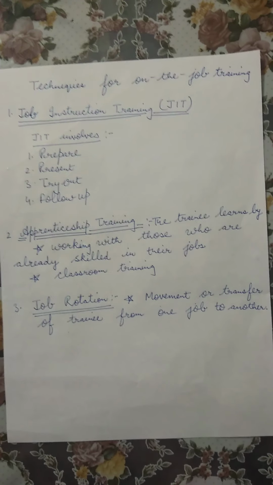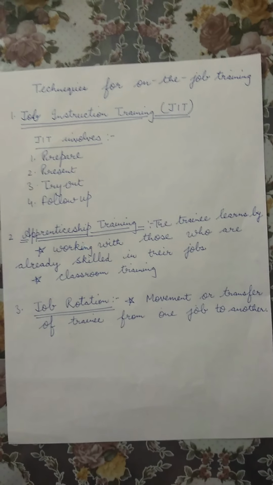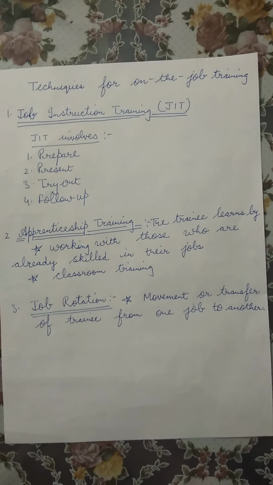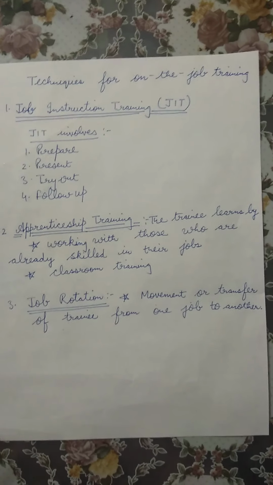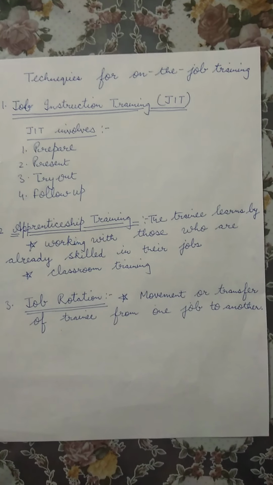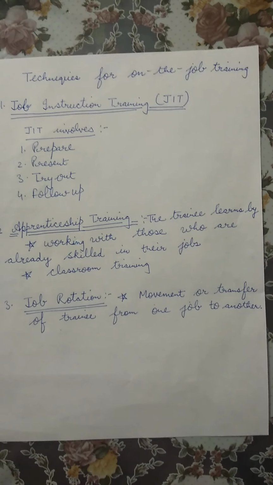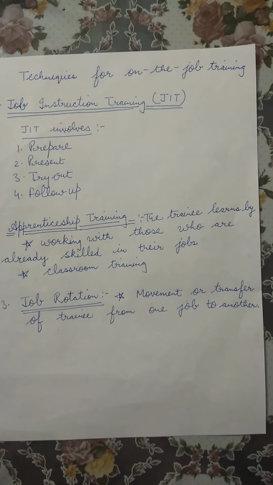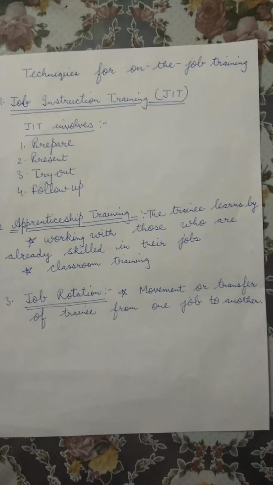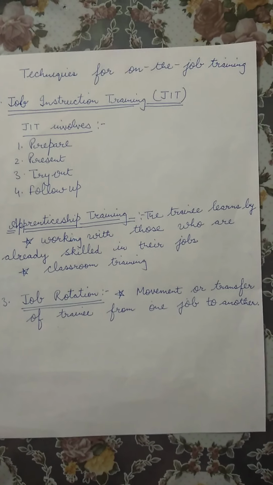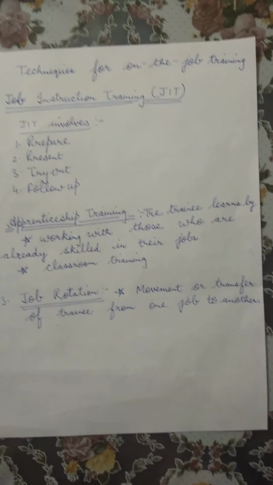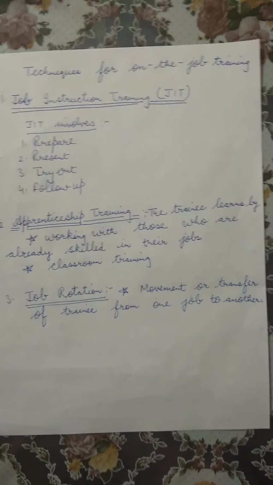Then is present, that is, we tell him, we show him, we demonstrate to him and explain the job profile. Thirdly is try out, that is, letting the learner do the job, providing him feedback and allowing the learner to practice the job on his own. Say, for example, the worker is being told how to operate the machine, and further we tell him to operate that machine with his own hands under our guidance and supervision.